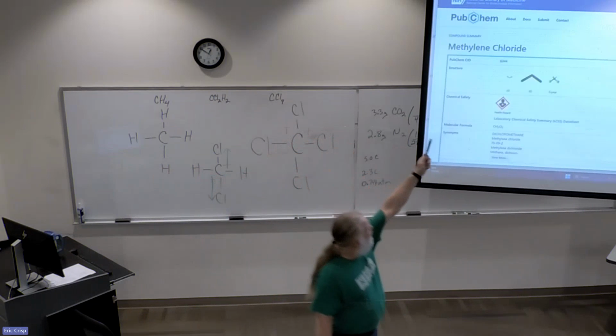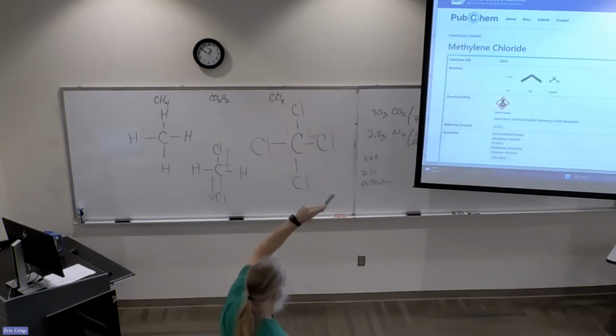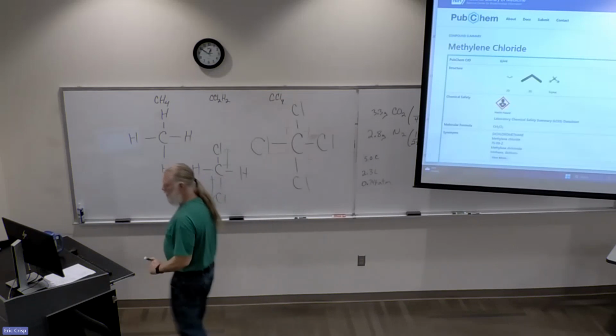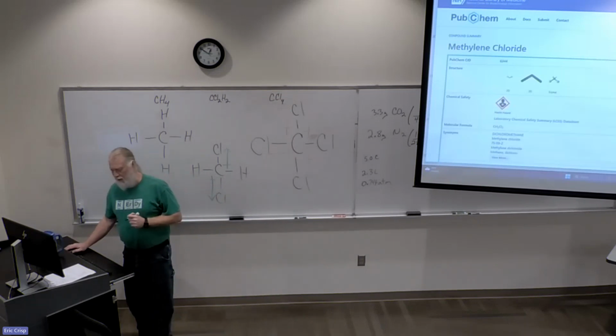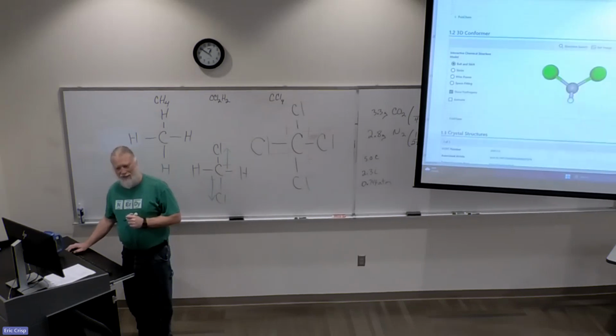This website that I'm using is from the National Library of Medicine, so it's a really good site. It's called PubChem. If you Google PubChem and then your chemical, a lot of times you can find them in here, and they'll give you a two-dimensional structure, but they'll also give you a three-dimensional structure that you can rotate around.